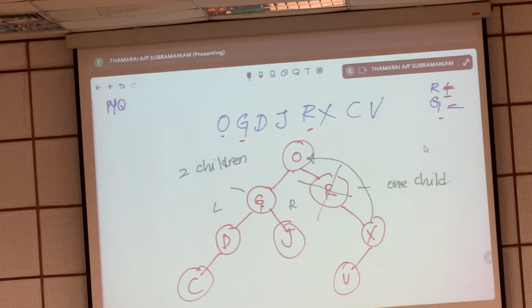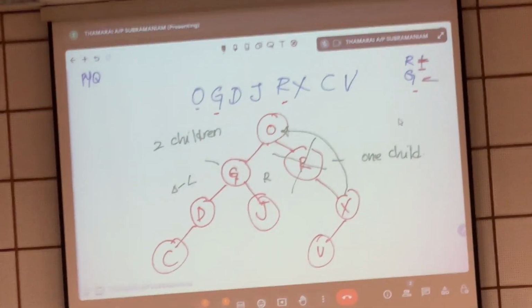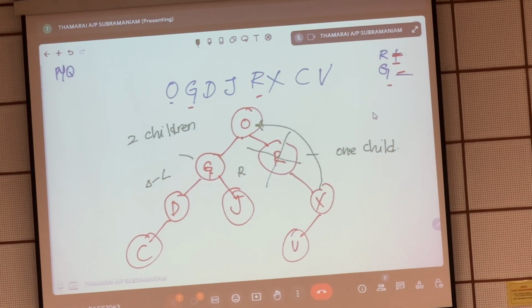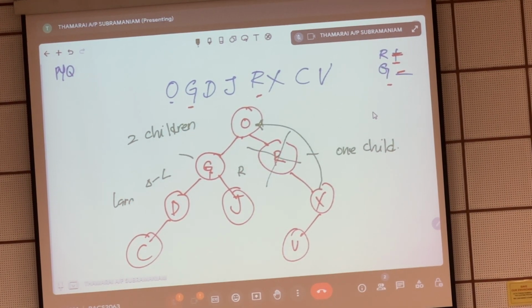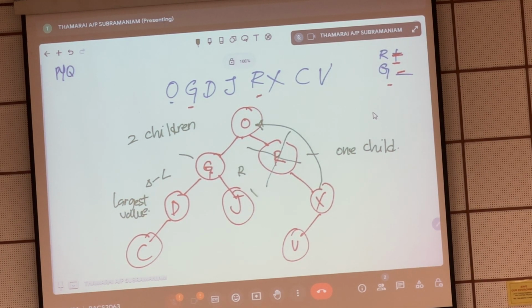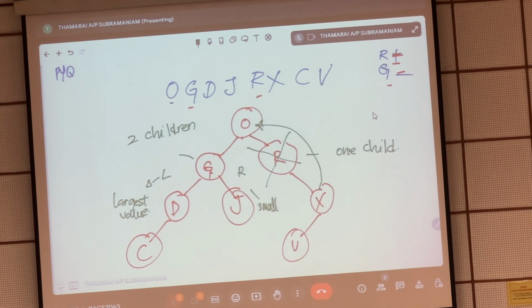If I go to the left, I choose the largest value. If I go to the right, I choose the smallest value. Okay? So how is it going to look?